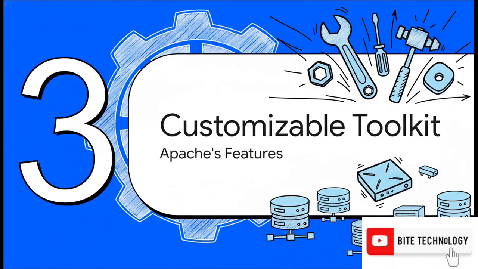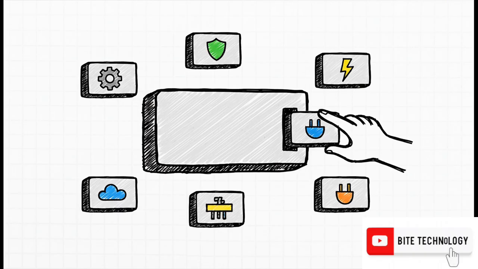Now, here's where things get really interesting. Apache isn't just some one-size-fits-all tool. No way. Its real power is in how incredibly customizable it is. You can think of it like a toolkit, right? But one with endless attachments you can swap in and out. And this is all possible because of what's called its modular architecture. Apache lets you add or remove features. They're called modules, just like you're snapping together building blocks. You only use the pieces you actually need, which keeps the server lean, super efficient, and perfectly tailored for whatever you're building.